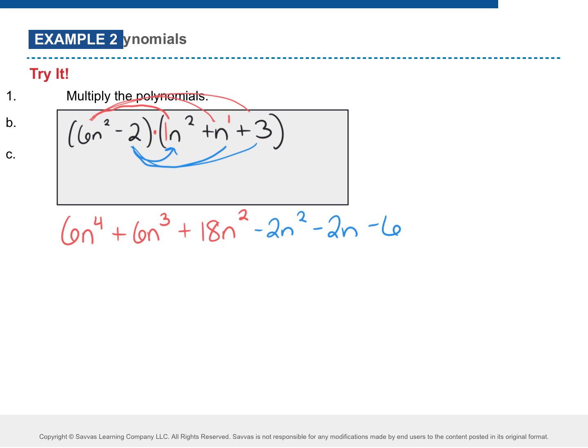I think the hardest part is staying organized during this step here. Making sure you do everything. So I highly recommend you keep drawing all of those arrows and those lines to keep you organized. Do everything one at a time.